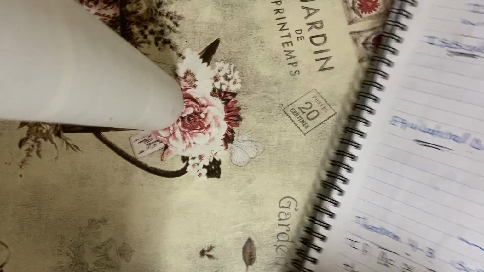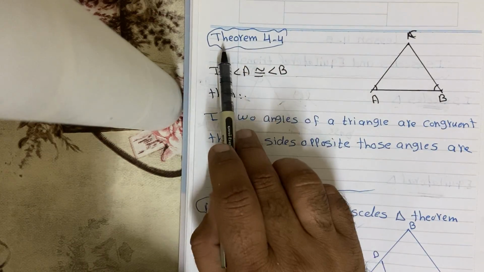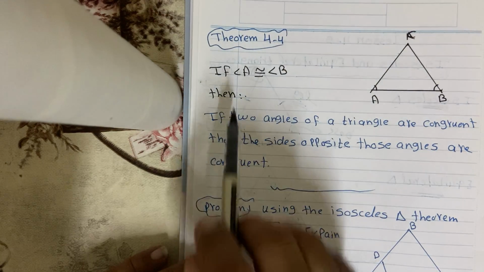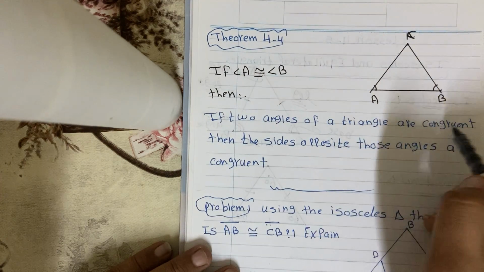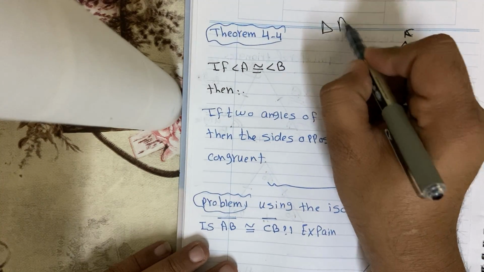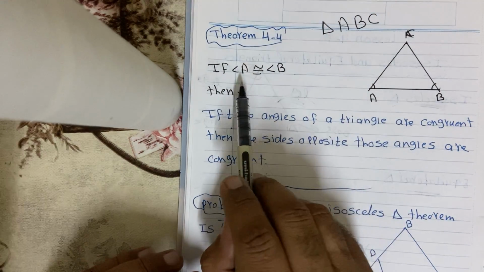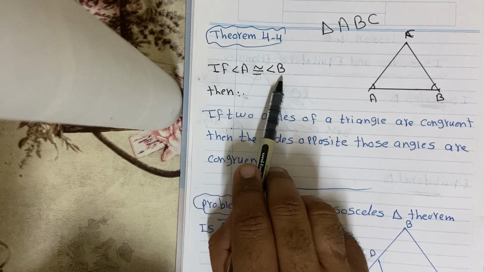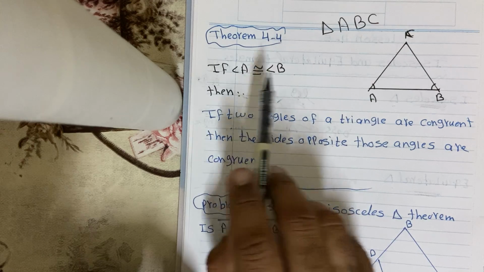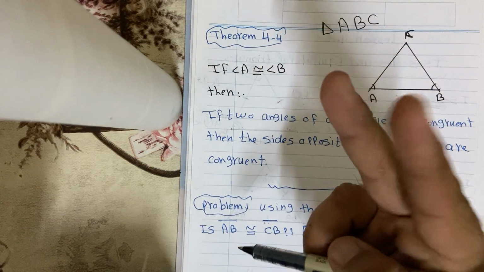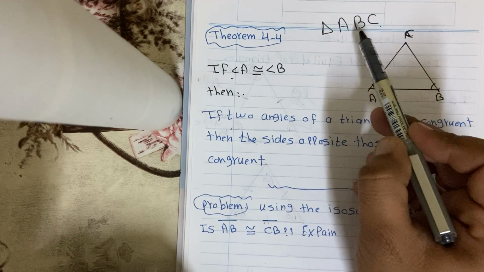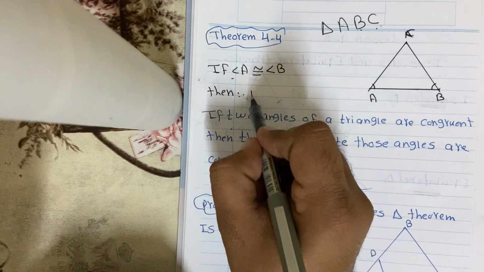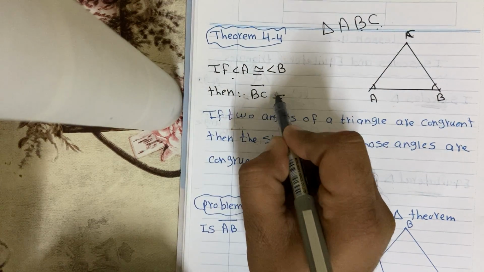Again, let's see the exercise. We have another theorem, theorem 4-4. Here the theorem, if angle A is congruent to angle B, according to this triangle, the triangle is ABC. Here we have angle congruent to angle, so we are going to get side congruent to side. Side, we need two letters. Here, angle A is opposite to which letters? B and C, yes. So the side BC is congruent.